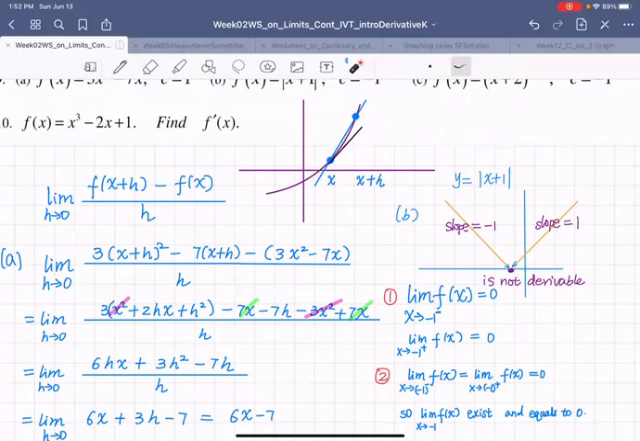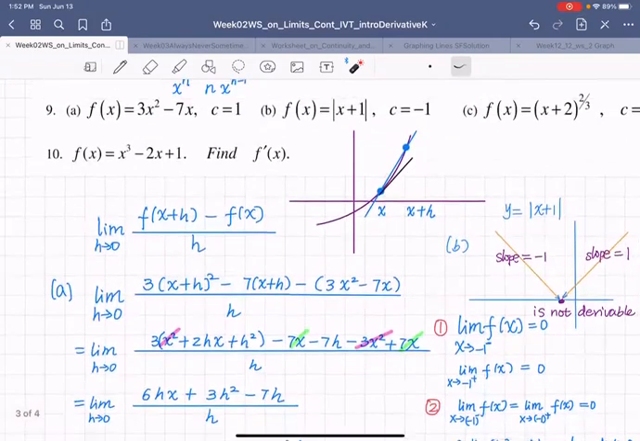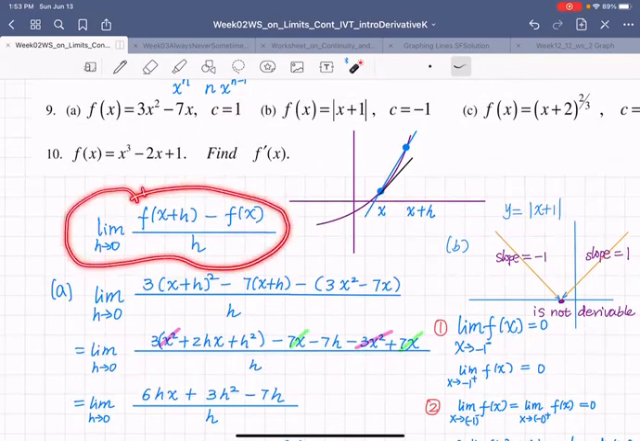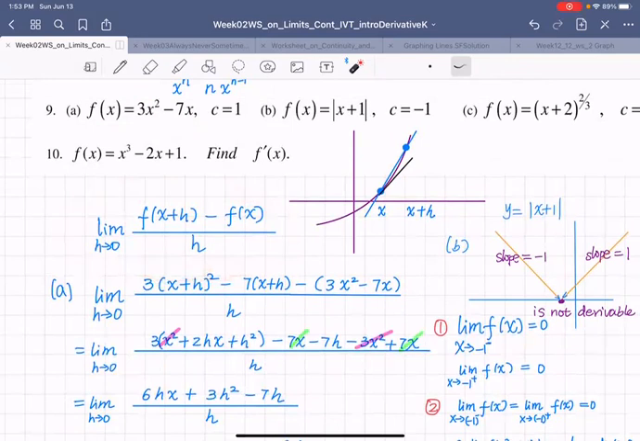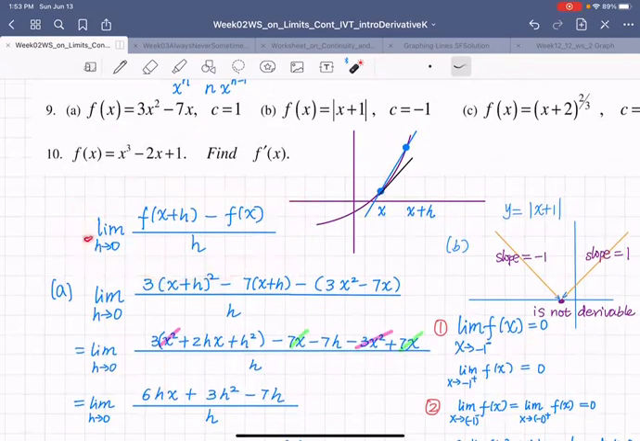Now, let me show one example. You were given a function like this. This is a function, and you want to calculate the slope at the position when x equals 1. So we start with this derivative definition. Everybody, you have to know this one without looking at my notes. You have to be able to write down this all by yourself. This is extremely important, okay?